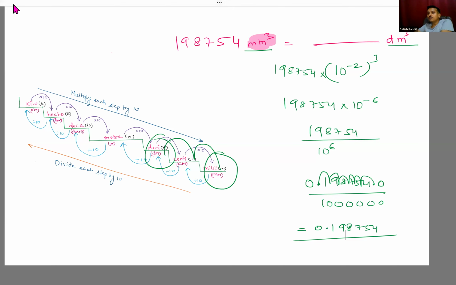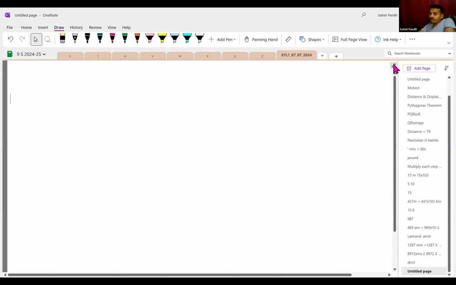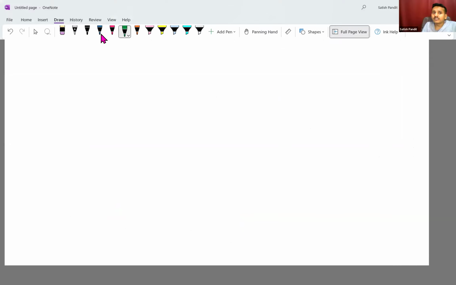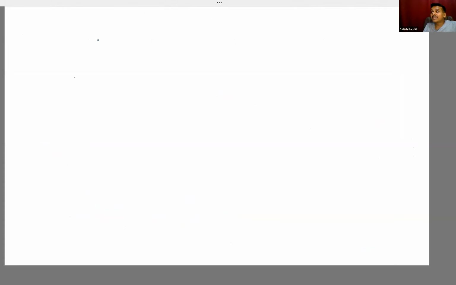Now we are going to discuss a few more things which will be required in this chapter. How do we convert speed? Suppose they have given 72 kilometer per hour and they want the answer in meter per second. How do we convert this? Okay, we'll be learning that actually.